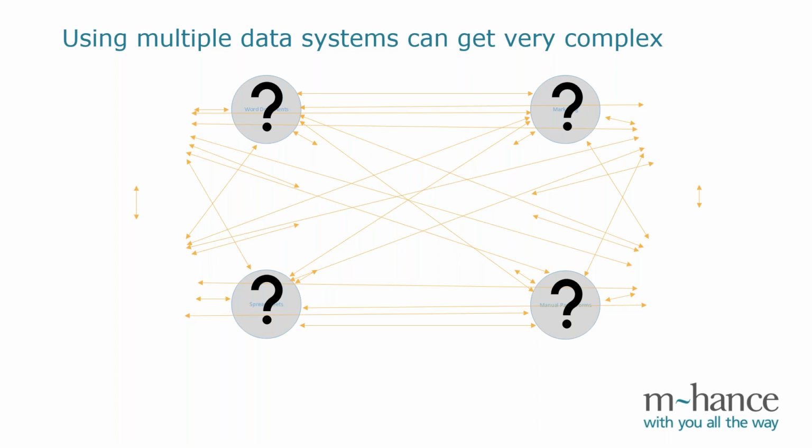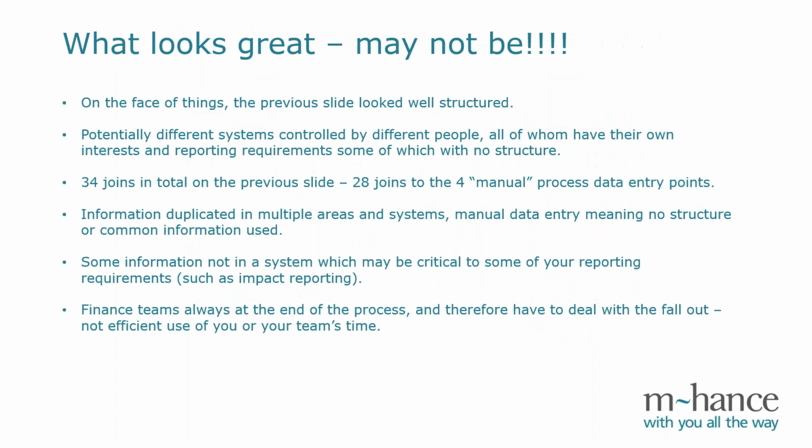Look at how many different arrows are pointing to these manual processes. They are very, very key. They still have and still need to be governed to allow you to get that ultimate aim and the utopia that every organization has, the 360-degree view of the report. Just to stress that, there were 34 joins on the previous slide. 28 of them were looking at manual entry points, and that's just an example.